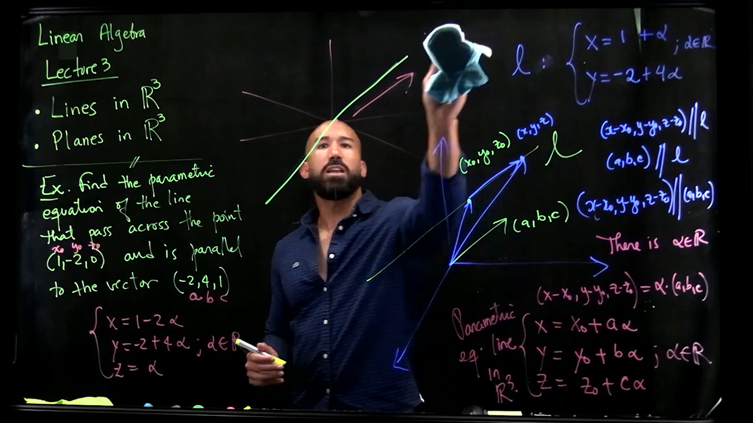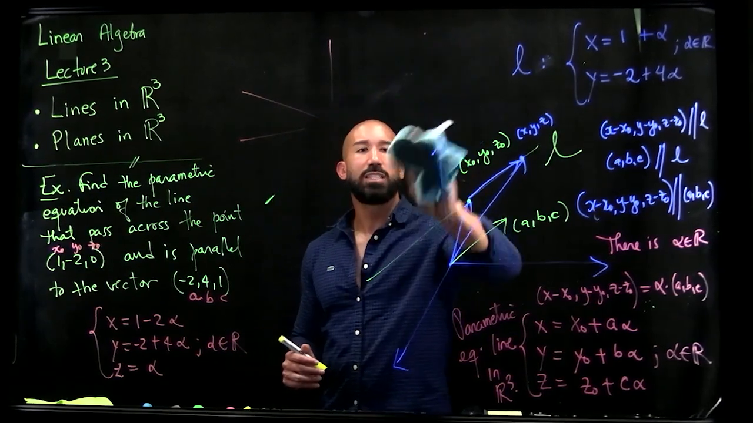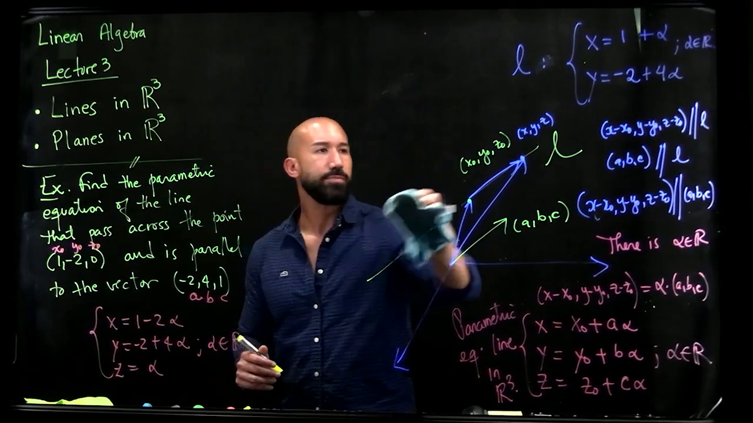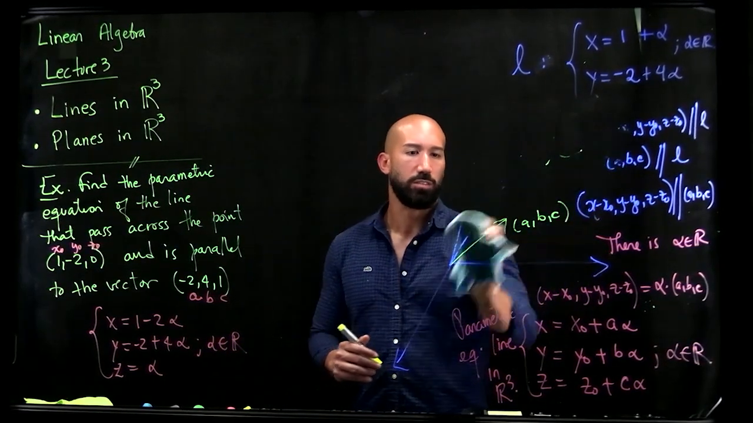The one that is going to be a little bit more complicated now is the normal equation of the line. The normal equation of the line. Right? Normal equation of the line.